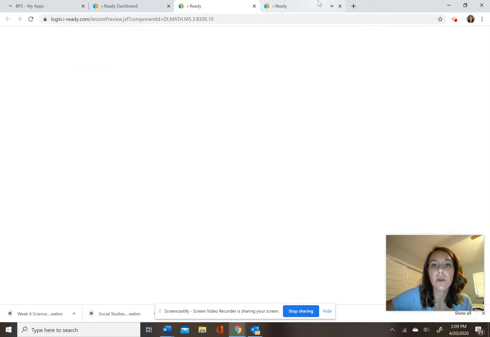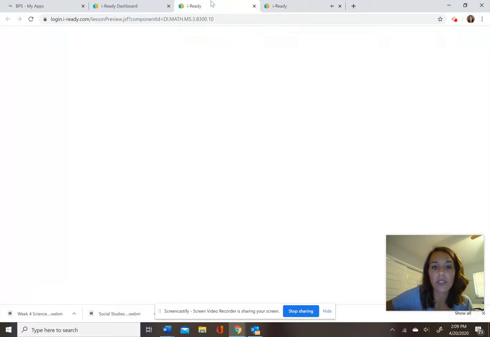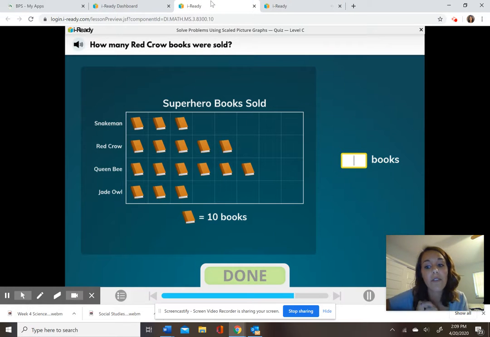For this one, I'll go ahead and X out of that. How many fewer waves? So then how many fewer? Same thing as how many more, you just subtract. Make sure you're reading very, very carefully. In this case, the picture represents 10. So each book picture is 10 books. So it says how many Red Crow books were sold. I'll go to Red Crow and I'll count by 10. 10, 20, 30, 40, 50. In this case, it's 50. And this is on the quiz.